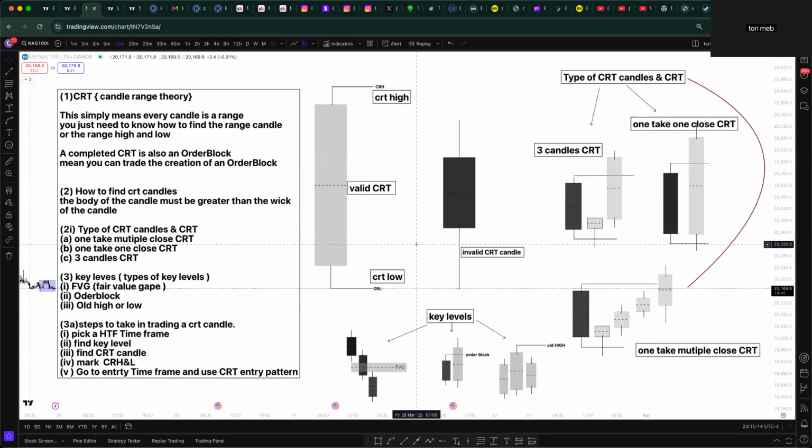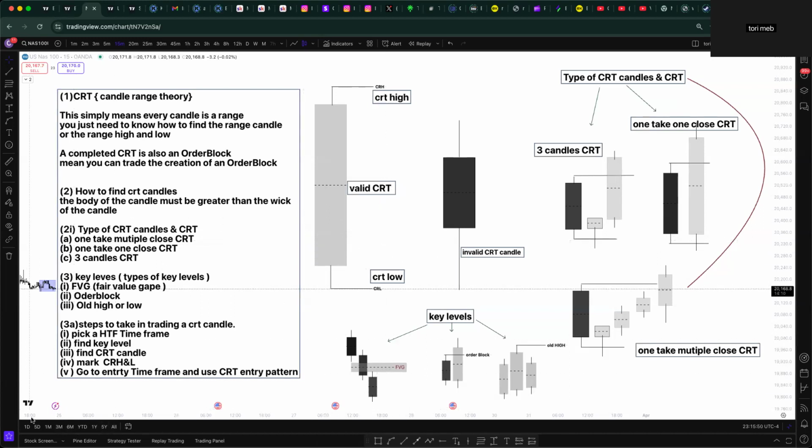Every single thing here is going to be touched on one by one, and I'm going to show you how you can look for them on the charts. But in this video, I'm just going to brush over what to expect and what CRT is, introduce you to CRT, and show you some CRT examples and trades that played out and which we also took. So let's get right into it.